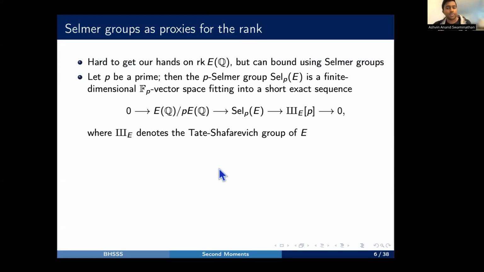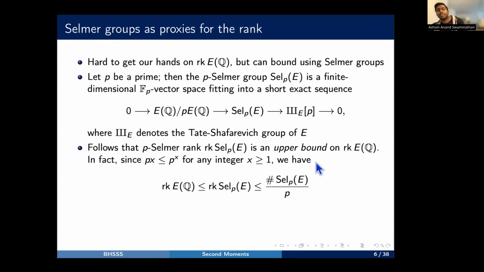Then the P-Selmer group of an elliptic curve E is a finite dimensional F_p vector space that fits inside a short exact sequence. So this is the sequence, and the P-Selmer group is in the middle. On the left, we have the rational points of E modulo P times the rational points of E. And then the cokernel is the P-torsion of this group, Sha(E), which is the Tate-Shafarevich group of E. Okay, so why is this useful? I haven't defined the P-Selmer group, but nonetheless, you can see the use from the sequence. It follows that the P-Selmer rank is an upper bound on the rank of E(Q).